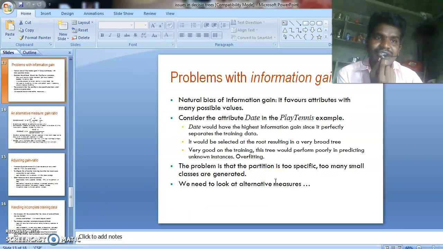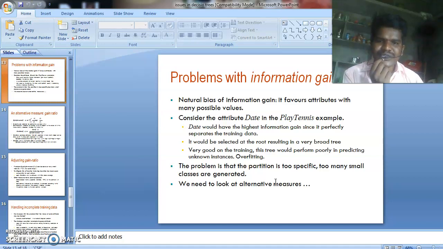Okay, in our decision tree construction, we have already discussed how to find the entropy, how to find the average information, and how to find the gain value. That gain value, information gain, has one problem: the natural bias of information gain. It favors attributes with many possible values.